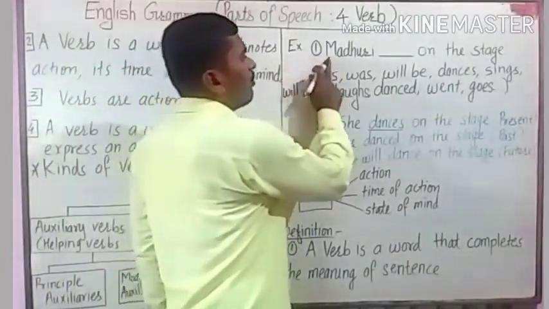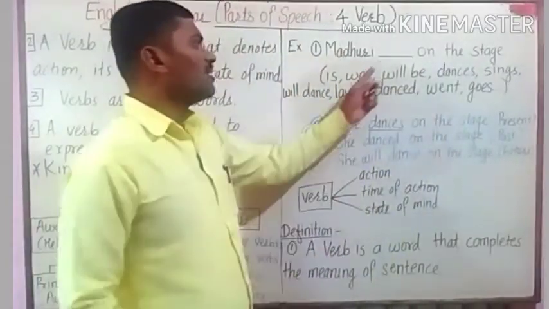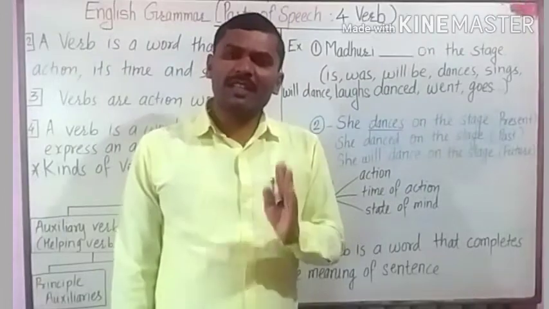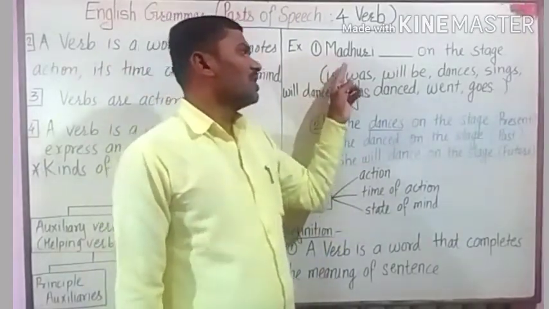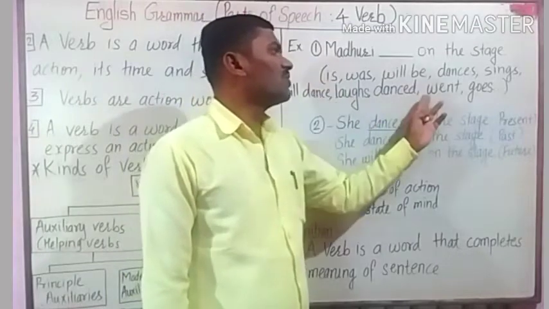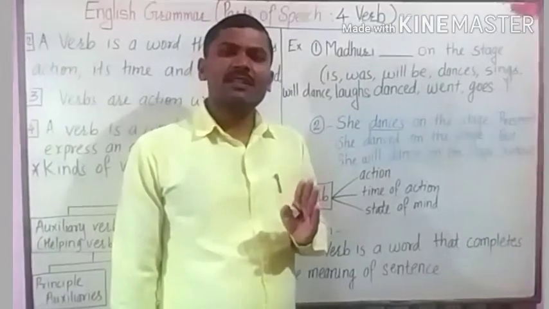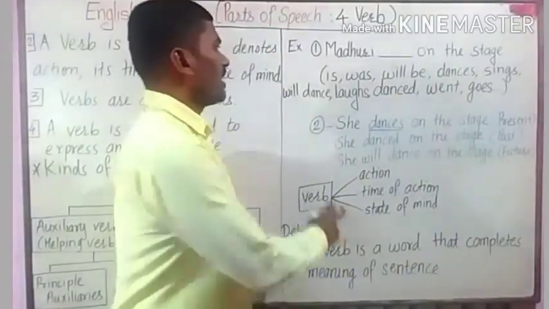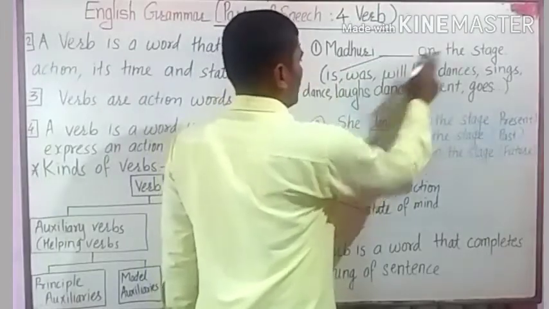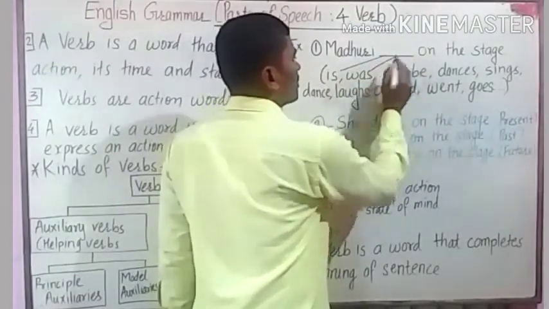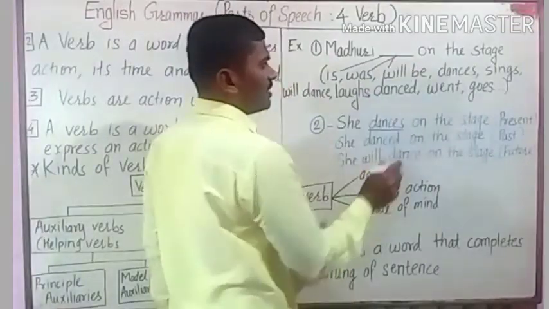Number 1. Madhuri ___ on the stage. Here there is no verb, so we cannot get the complete sense in the sentence. If we put one of these verbs in the blank space, we will get its meaning. For example, Madhuri is on the stage. Madhuri was on the stage. Madhuri will be on the stage.